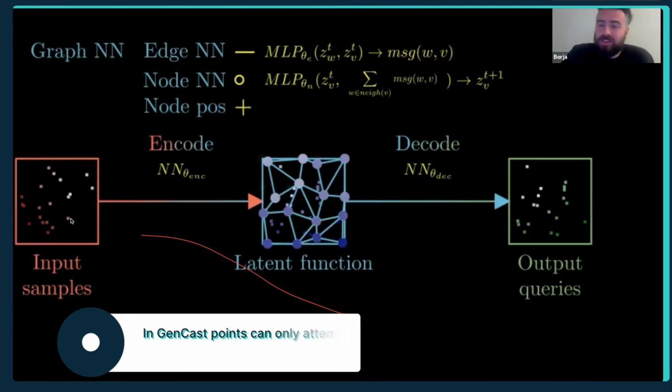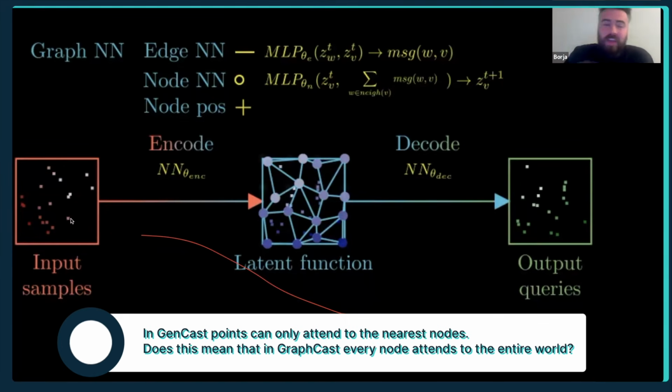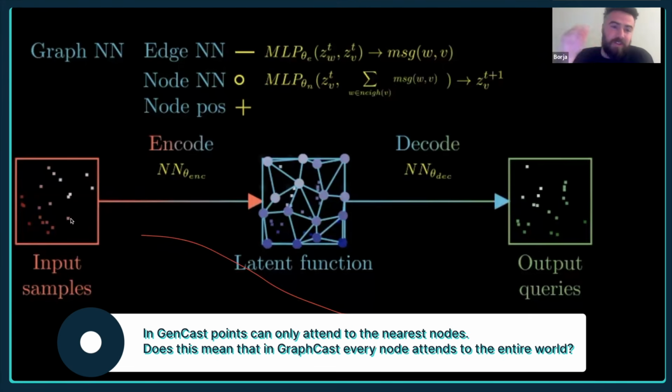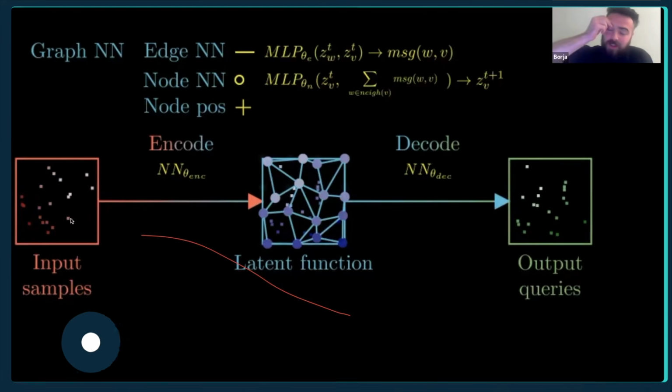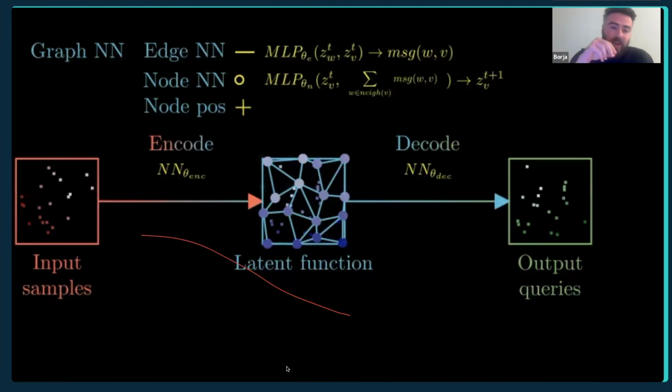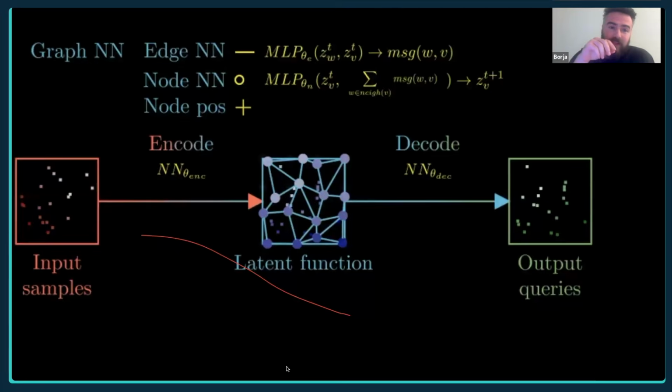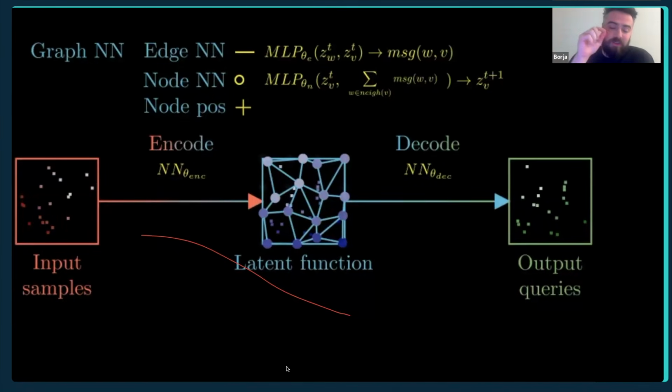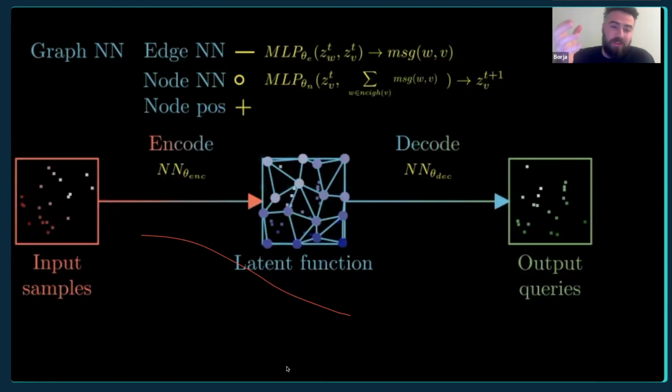I was wondering because in GenCast you mentioned this sparse attention to get the prediction in every node, like at every point in the surface, right? Where every point just attends to the neighboring nodes in the graph, right? Yeah. So then I was wondering if in GraphCast, to do the prediction at every point, do you attend to the entire world? That's a good question.